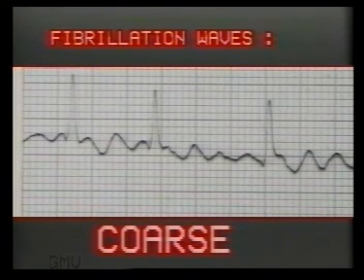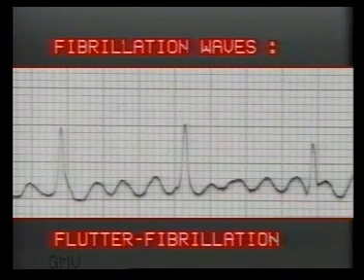Coarse fibrillation waves at times resemble atrial flutter, and a mixed pattern with characteristics of both is seen as in this strip. This is termed as flutter fibrillation. It has no clinical significance, just an ECG manifestation of atrial fibrillation. Note that each F wave occupies less than 4 small squares. So the rate is around 400 per minute, which is beyond the range of atrial flutter. So this is not flutter but flutter fibrillation.